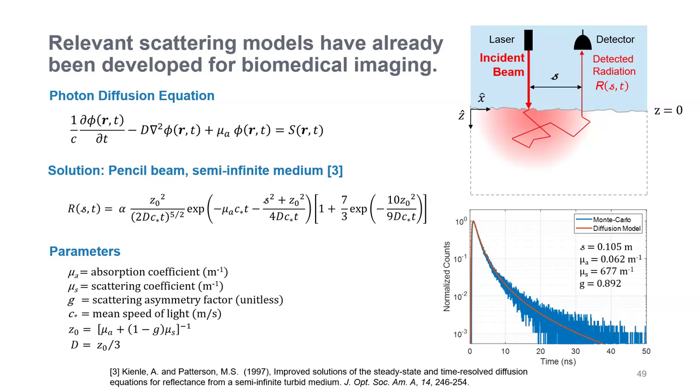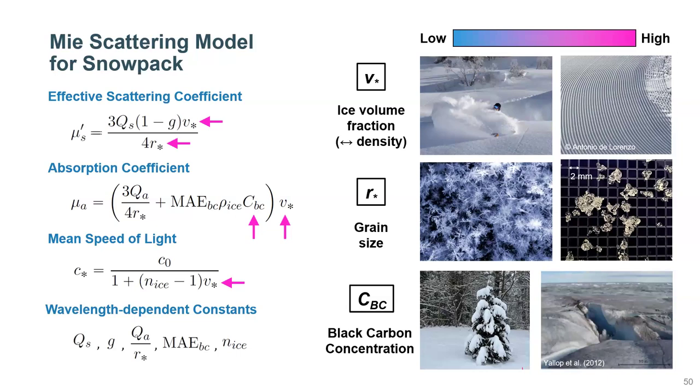We now have a model for the time-dependent reflectance of a scattering medium. But we're not done yet, because this model is still defined in terms of phenomenological properties of the medium, like the absorption coefficient, scattering coefficient, and the mean speed of light. It would be much more useful if we could define this model in terms of physically meaningful snow properties. And so to do this, I adopted a Mie scattering model, which makes the approximation that the grains in the snow can be approximated as spheres.